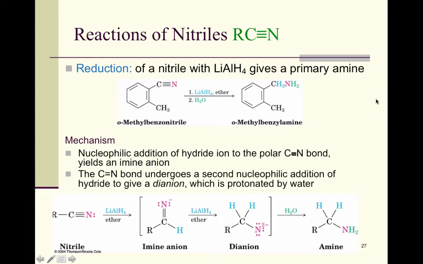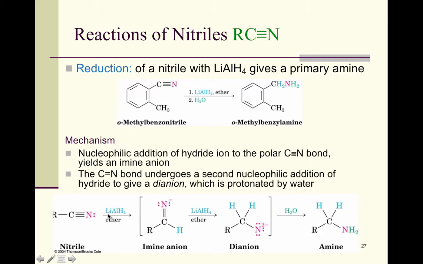A nitrile can undergo a reduction reaction and form an amine. Here we have the reduction of a nitrile with lithium aluminum hydride in ether. The second part of the reaction is water. The carbon of our nitrile gets 2 hydrogens. The nitrogen also gets 2 hydrogens. There's no longer a triple bond. There's only a single bond between carbon and nitrogen.